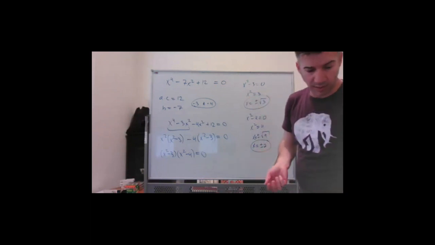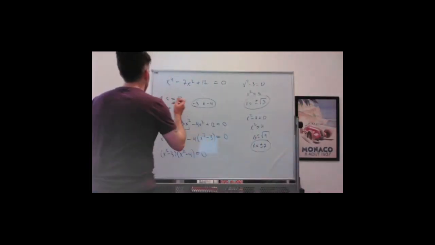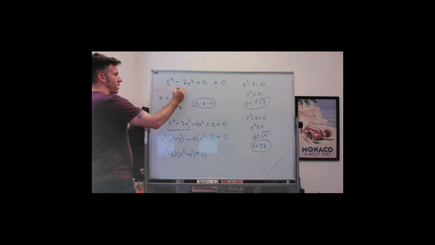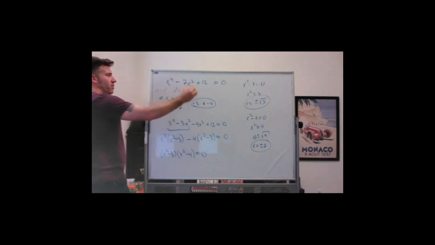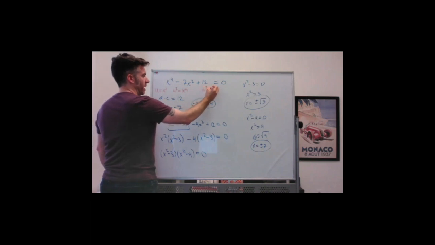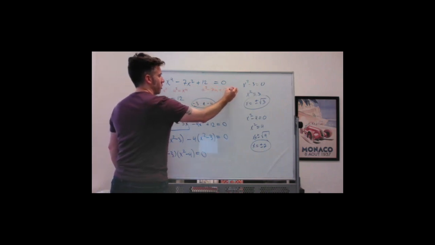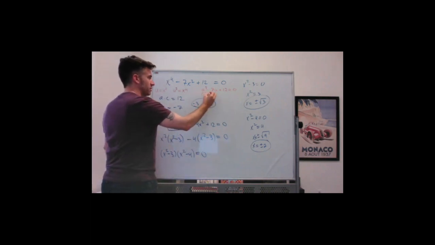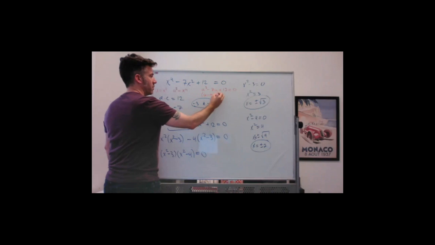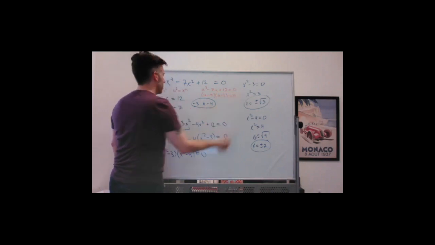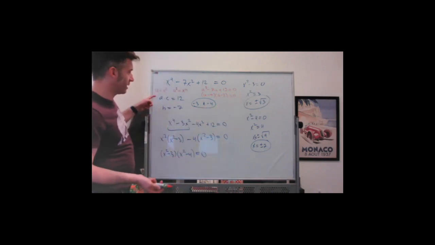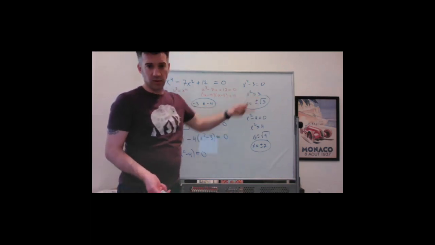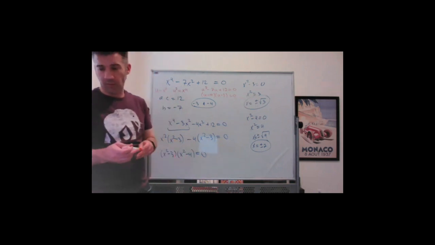Or you could do the U sub thing, right? You could say U is equal to x squared, U squared is equal to x to the 4th, and rewrite this as U squared minus 7U plus 12 equal to 0. And then you would have u minus 4 times u minus 3 equal to 0. So you get u equal to 4, which would mean x squared equal to 4. Or you have u equal to 3, which would mean x squared equal to 3. So same solutions either way, just a different way of getting there.